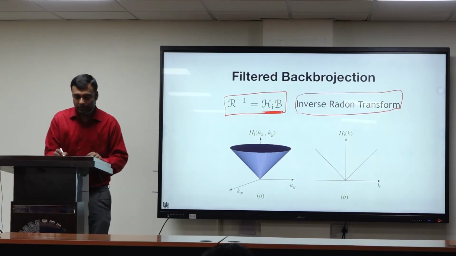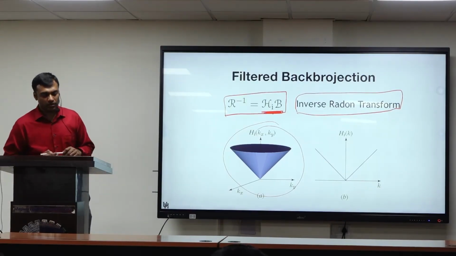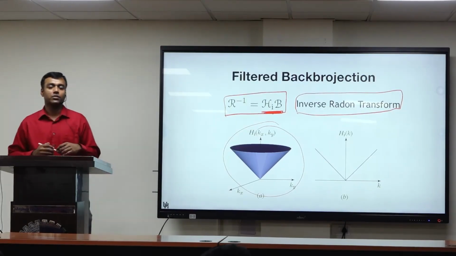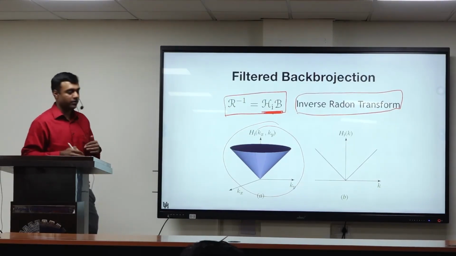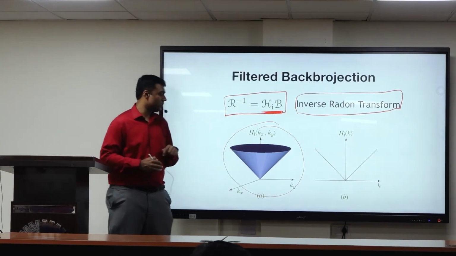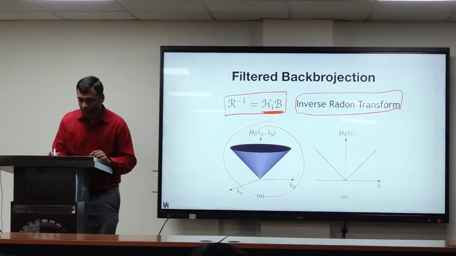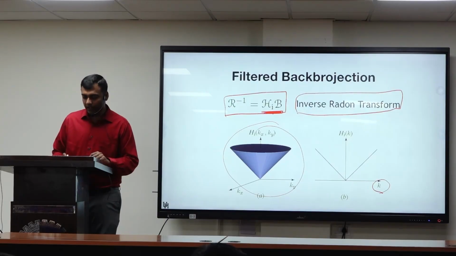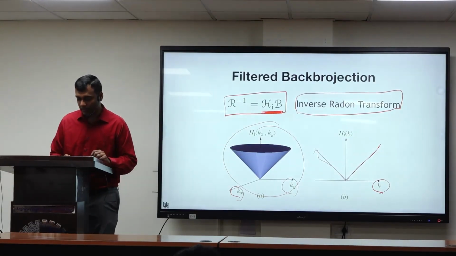And the shape of the filter looks something like this. It's just 1 over k rho, right? 1 over square root of kx squared plus ky squared. That's the nature of the filter. You can imagine what it will look like in kx, ky space. If you look at it along the k axis, it looks basically like a line this way. If you look at it along the kx, ky plane, it looks something like this.